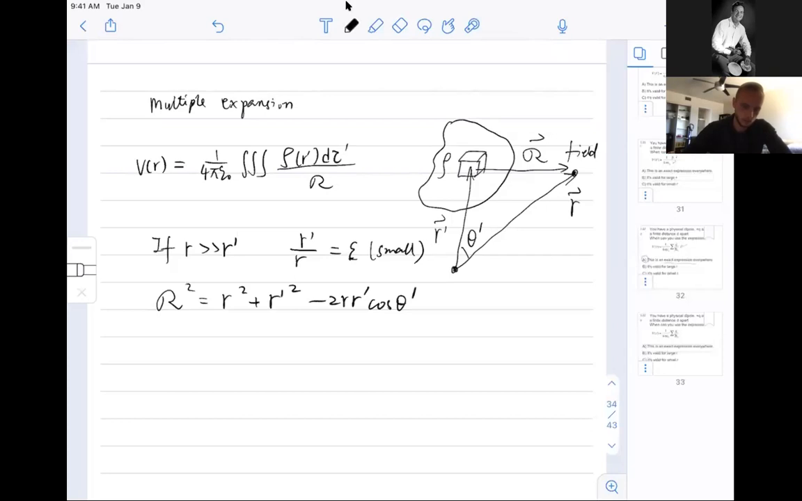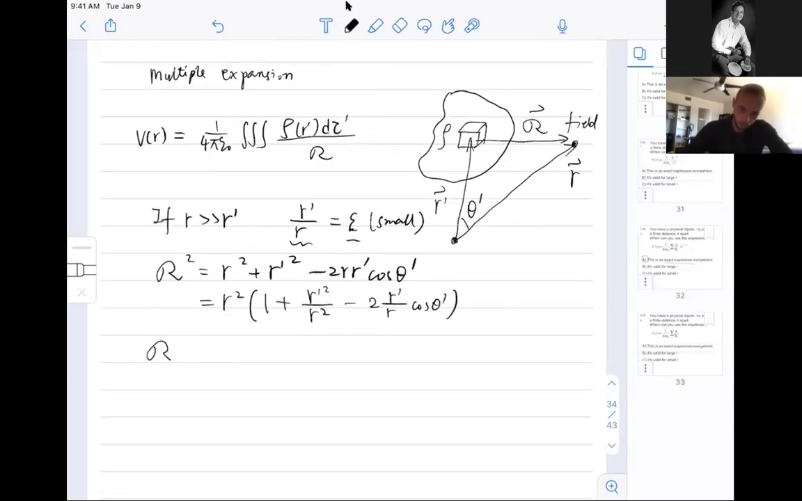As you can see, our technique is that whenever we expand using approximation, we always want to make the small number show up. So how do I make it show up? I need an r prime over r. So I'm going to take r squared out of the parenthesis. Then the first term becomes 1, the second term becomes the small number I'm looking at, and the third term will have 2 r prime over r cosine theta prime. So you manipulate it to be whatever you need so that your epsilon shows up.